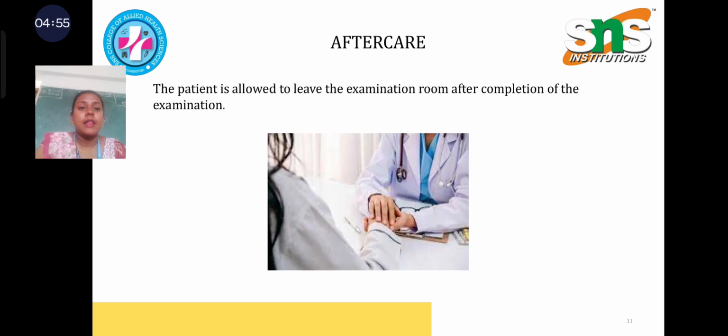Aftercare: the patient is allowed to leave the examination room after completion of the examination. And here the complication: most of the complication will be swelling near the wounded area, or else they will feel some irritation. This must be the complication. Other than that, no complications will be there.